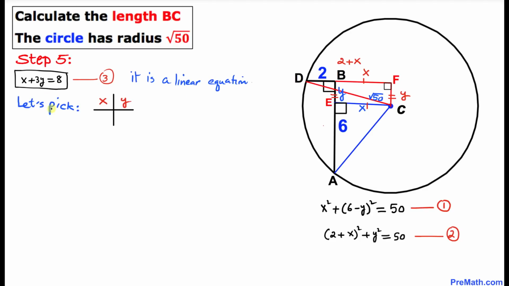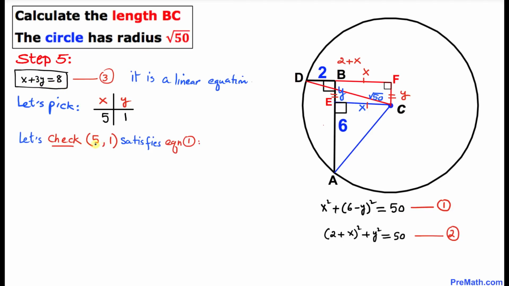And let's go ahead and pick appropriate x and y values. To keep things simple, I am going to pick whole number values. I'm going to pick for x 5 and y 1. And if we plug it in, we can see 5 plus 3 is going to give us 8. Now let's check 5, 1, this ordered pair, to see whether it satisfies equation 1.